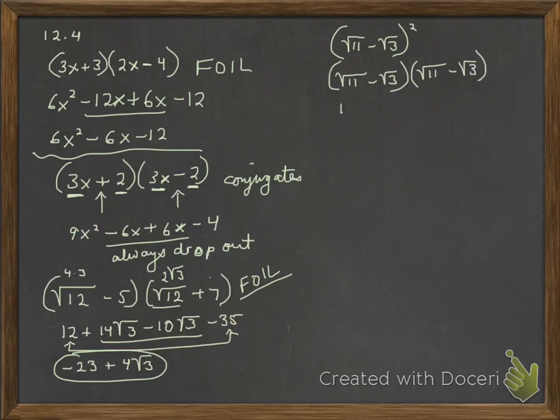First terms, outer terms would be minus the square root of 33. Inner terms would be minus the square root of 3. Last terms would be plus 3. Combine these, you're going to get 14. Combine these, you're going to get minus 2, the square root of 33.